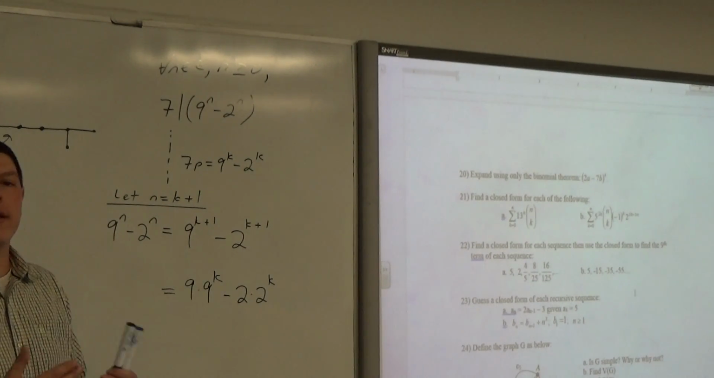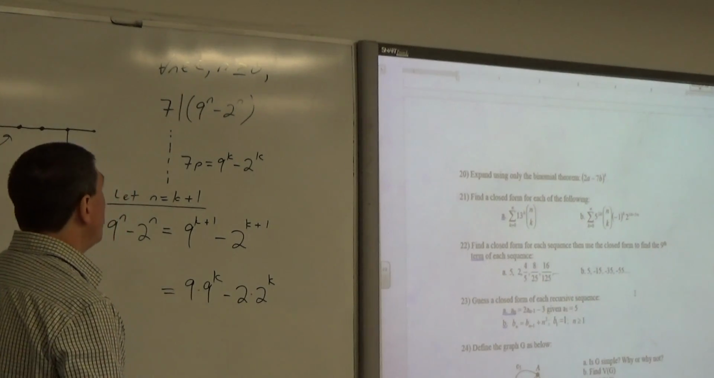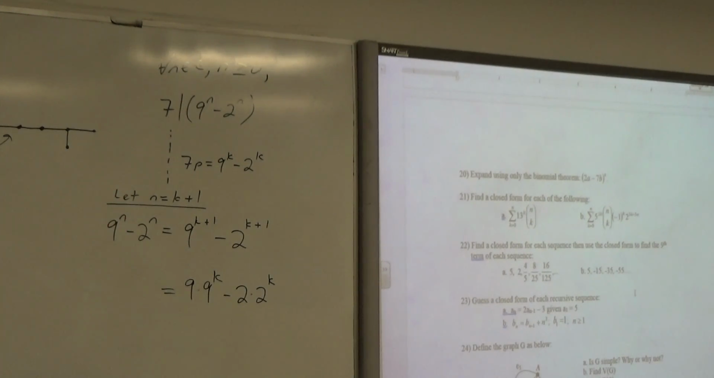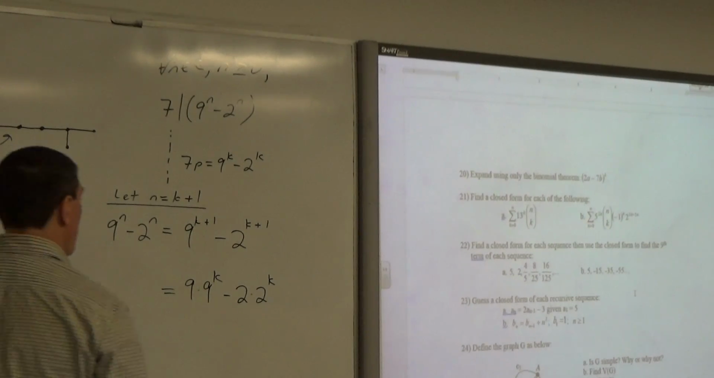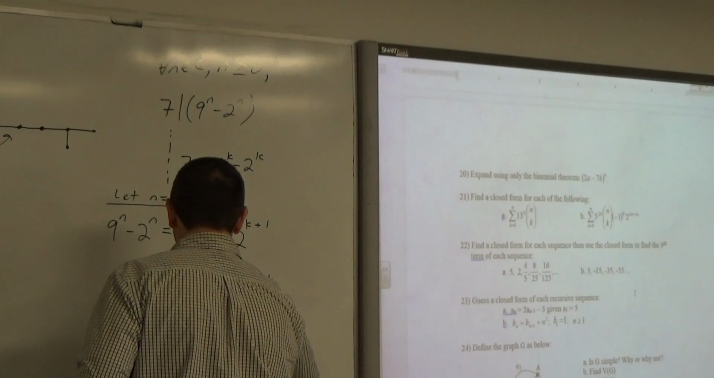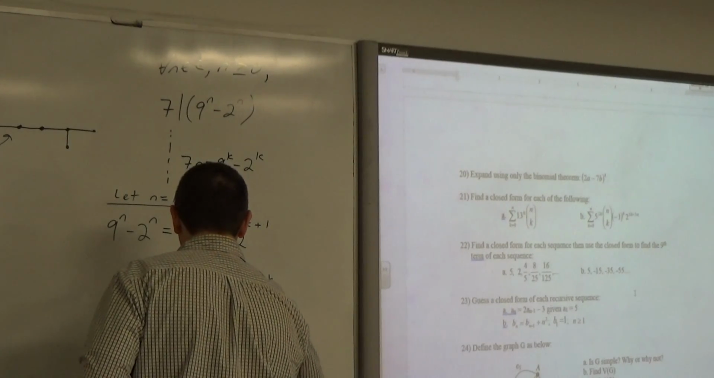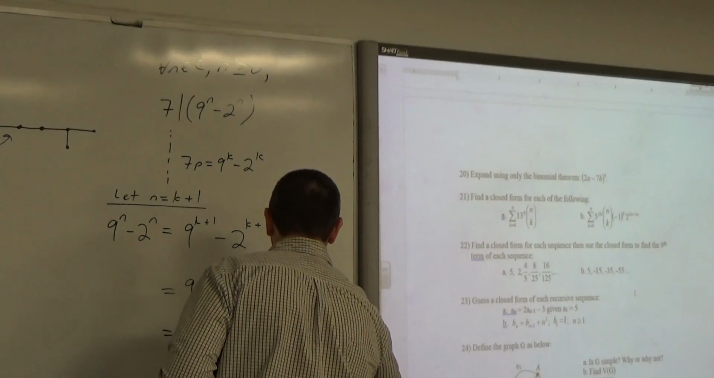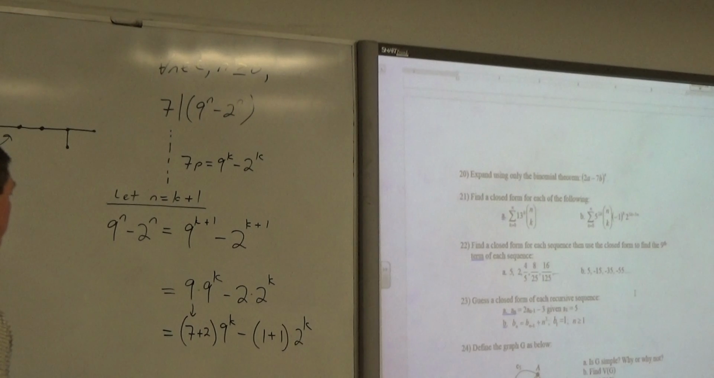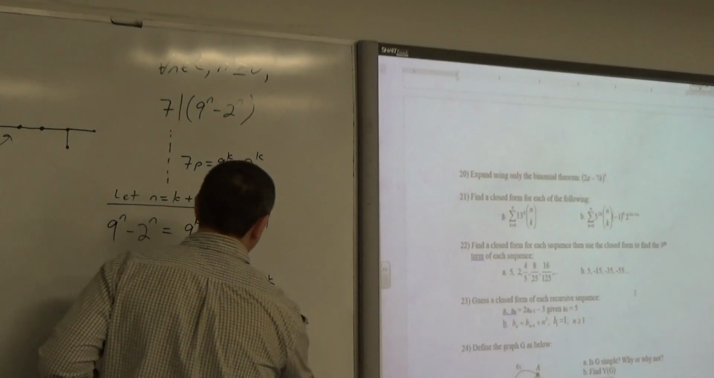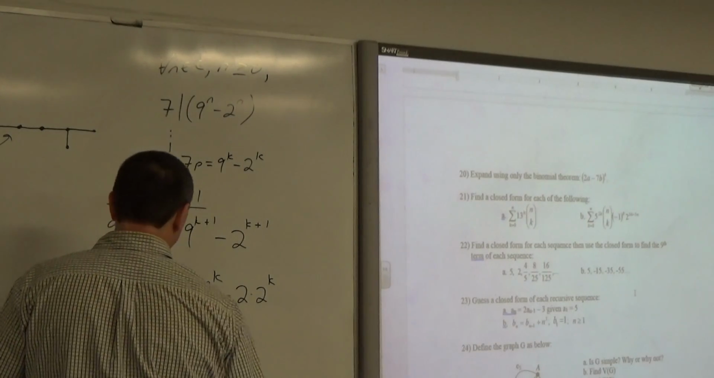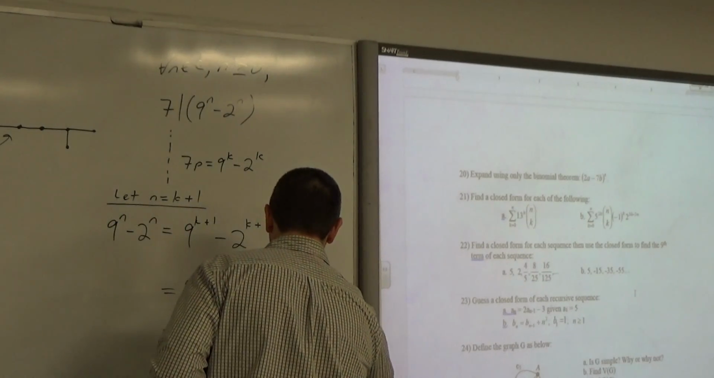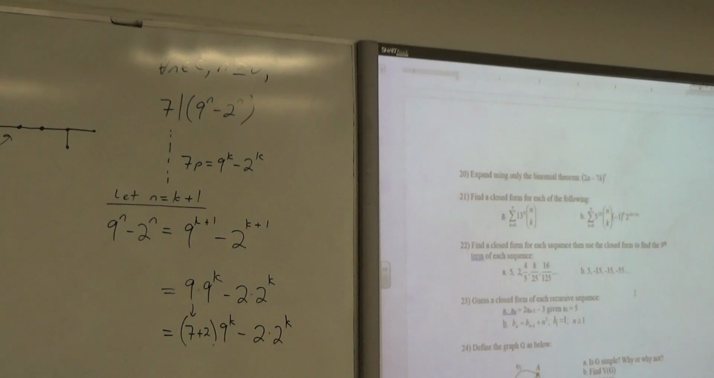Where instead of 9, you write that as 7 plus 2. Instead of 2, you could either leave it as 2 or write it as 1 plus 1. I'll show you why we might want to do that in a moment. So this would be equal to 7 plus 2, times 9 to the k, minus 1 plus 1, times 2 to the k. Actually, we don't even need to do this. I'm going to do this the most expedient way. We can leave this one, that's good. I'm just going to leave this like this, just to make it a little bit faster for us.